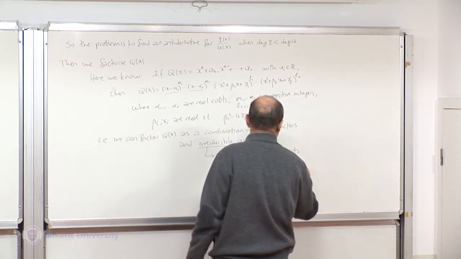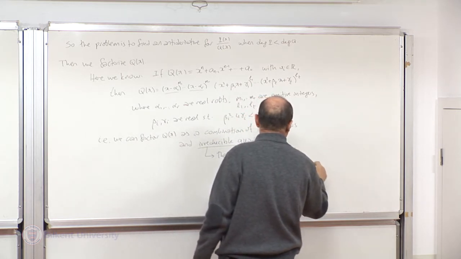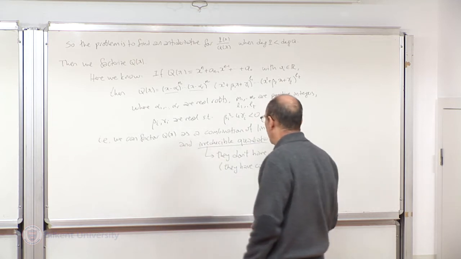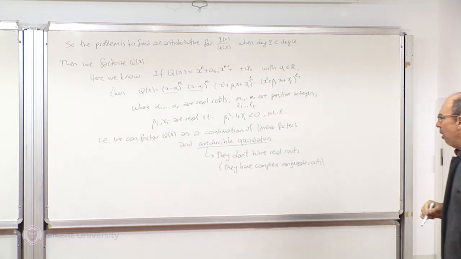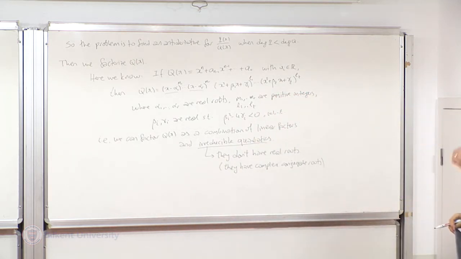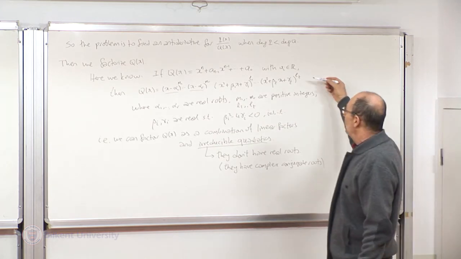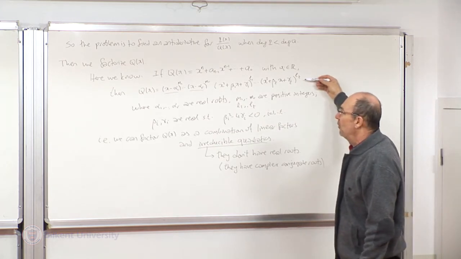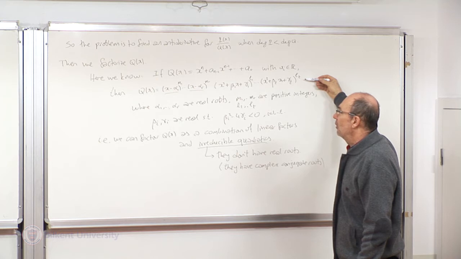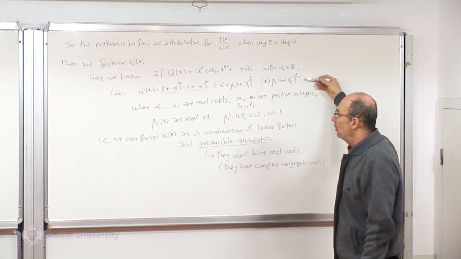Complex conjugate roots. Okay. So first, theoretically, we know this. Practically, to obtain this factorization is, well, practically impossible in most cases.